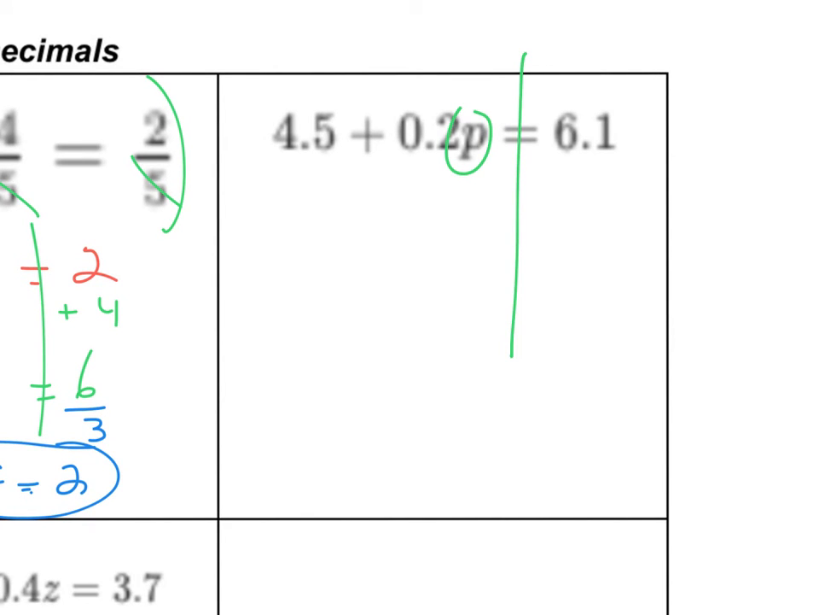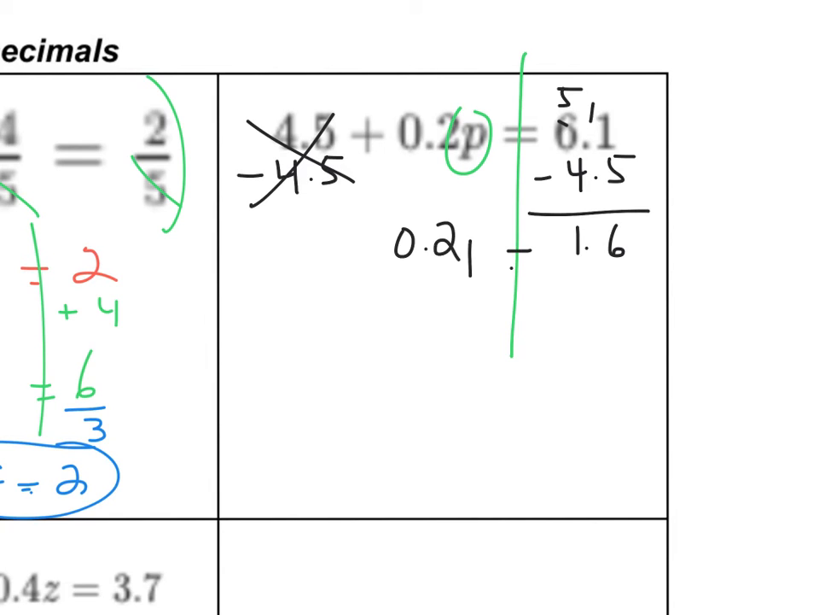There it is. Okay, I'm going to start over here. Minus 4.5, minus 4.5. That cancels out. This turns into 1.6. This right here is multiplication. The opposite of multiplication is divide by 0.2. Divide by 0.2. P equals 8.